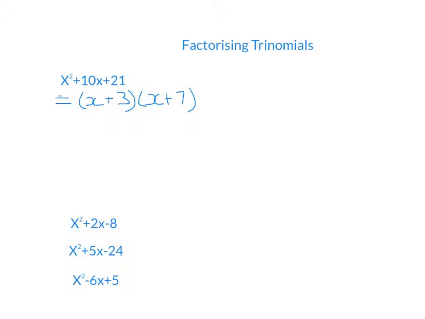Now on this first example I'm going to do a check. I'm not going to do it for the other ones, but just to show you where these numbers are coming from, I'm going to multiply out the brackets and check that I got what I started with. So x times x is x squared. Then x times 7, which is plus 7x. Then 3 times x, which is plus 3x. And 3 times 7, which is plus 21.